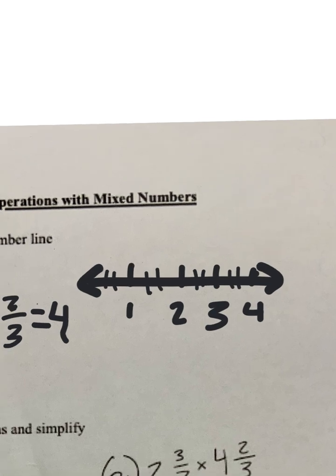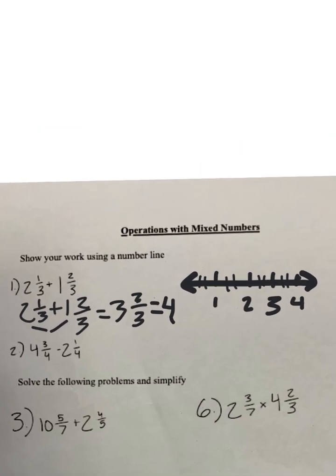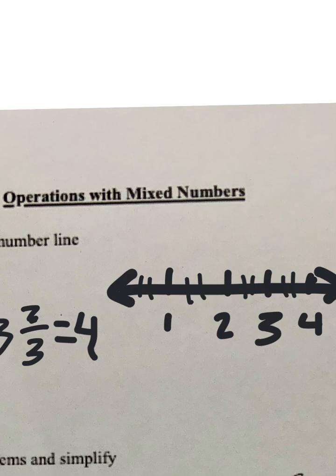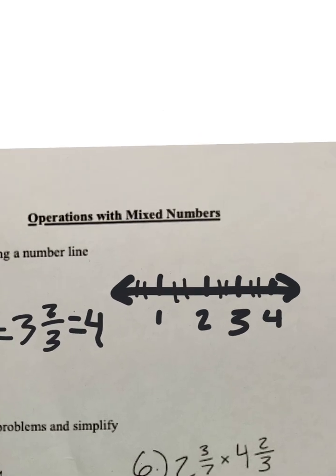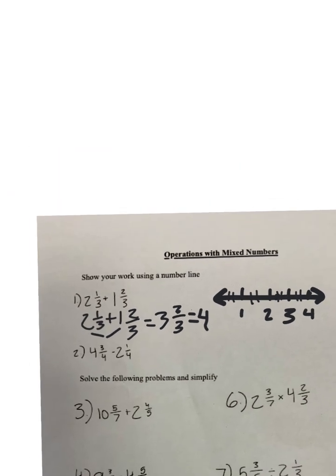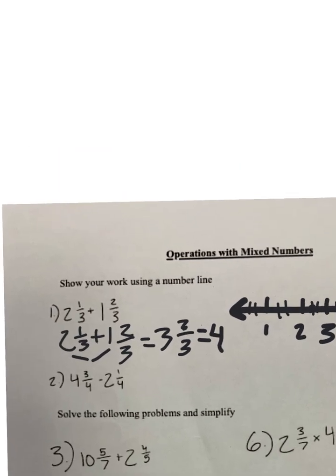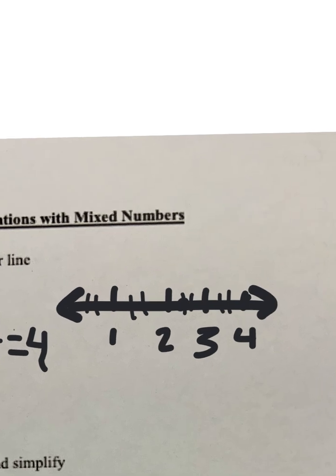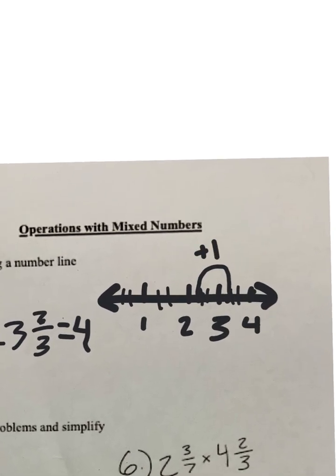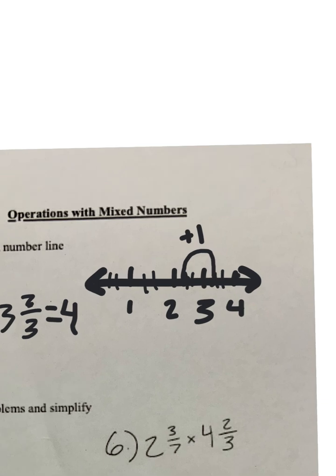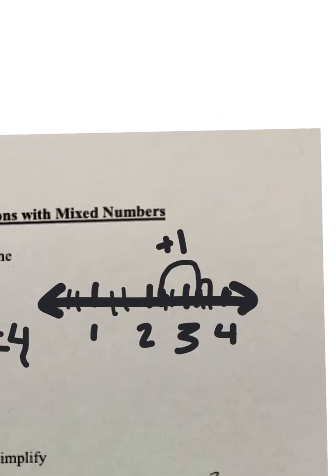Then on our number line, if we were to show that, we split our number line into thirds, so 2 1/3 is right here. Then we're adding 1 2/3, so we add a whole to get us to 3 1/3, and then to add 2/3, so 1/3, 2/3, to get 4.